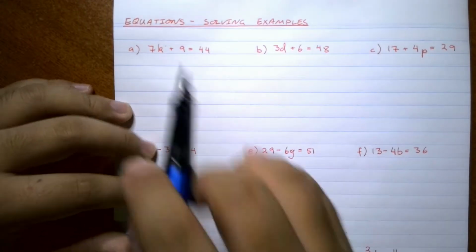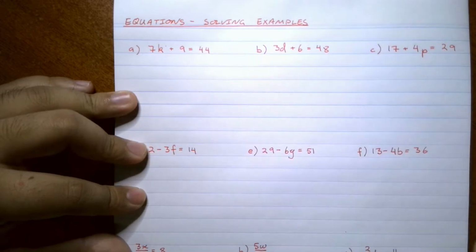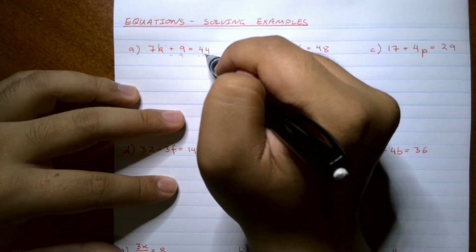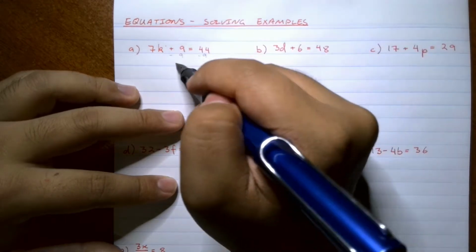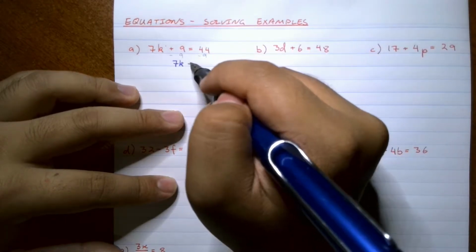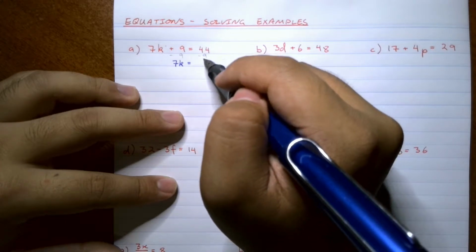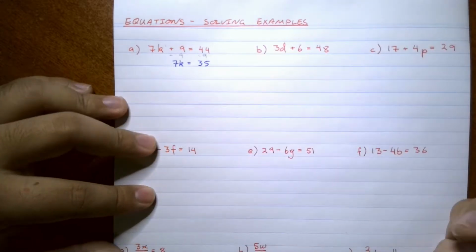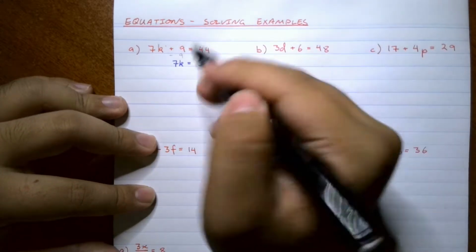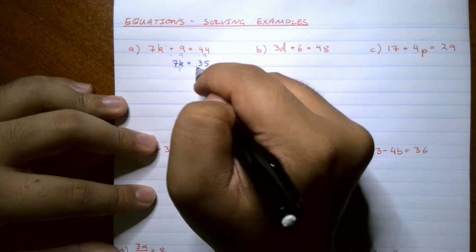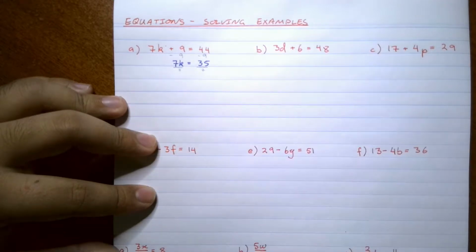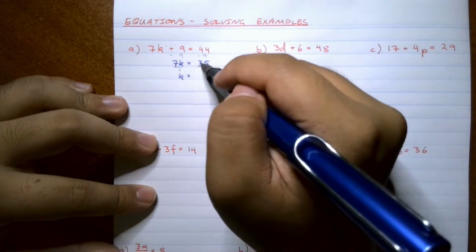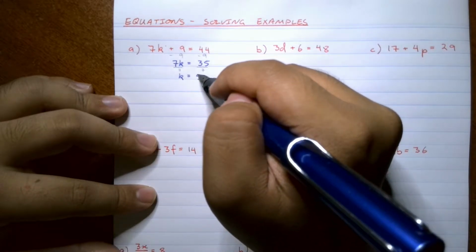Okay, let's begin. 7k plus 9 equals 44. We're going to reverse by subtracting 9 on both sides. This leaves us with 7k by itself. 44 take away 9 is going to be 35. Dividing both sides by 7. This will leave us with k by itself, like so. 35 divided by 7 is 5.